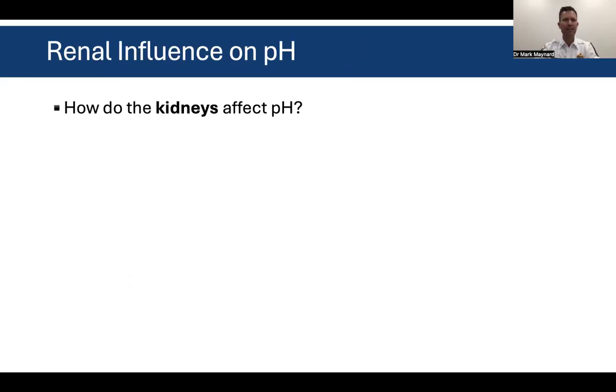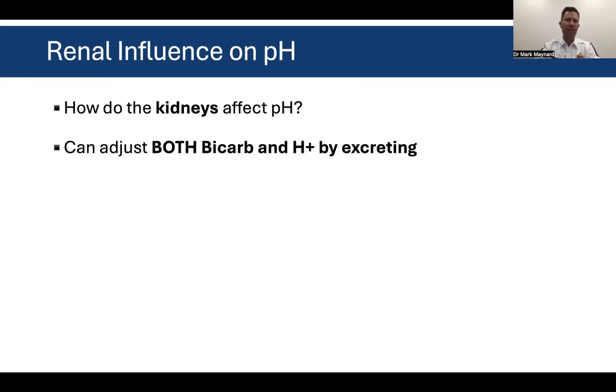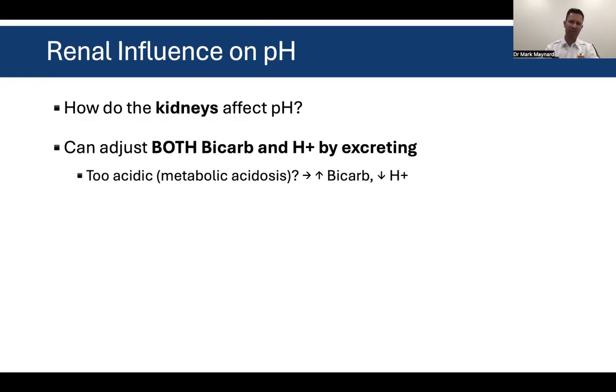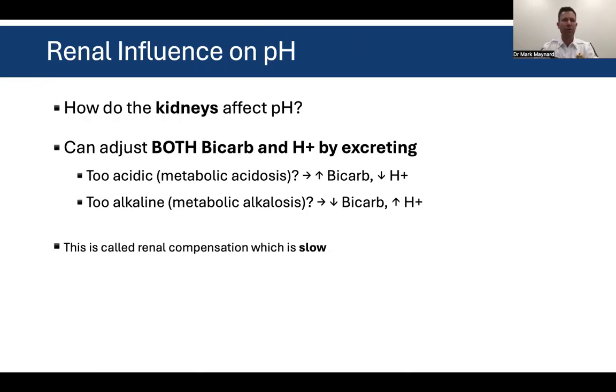All right, so how do the kidneys influence pH? So the kidneys basically can adjust both bicarb and the hydrogen ion. It has the ability to do both, but as we can see, it's going to be much slower. All right, so if the blood is too acidic, we call that metabolic acidosis. What we can do is increase the amount of base or bicarb to neutralize that acid, or decrease or excrete the amount of hydrogen ions, which of course is acid. If it's too alkaline, we just do the opposite. This is called renal compensation, and this is a slow process. It doesn't happen right away. It happens over a chronic period.